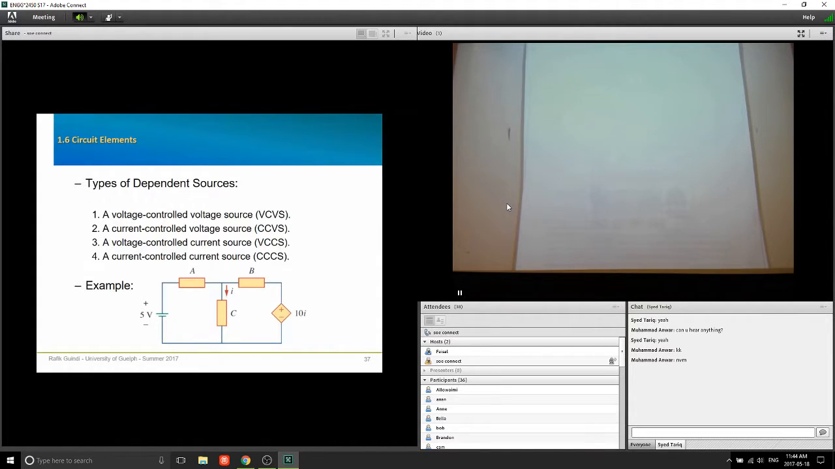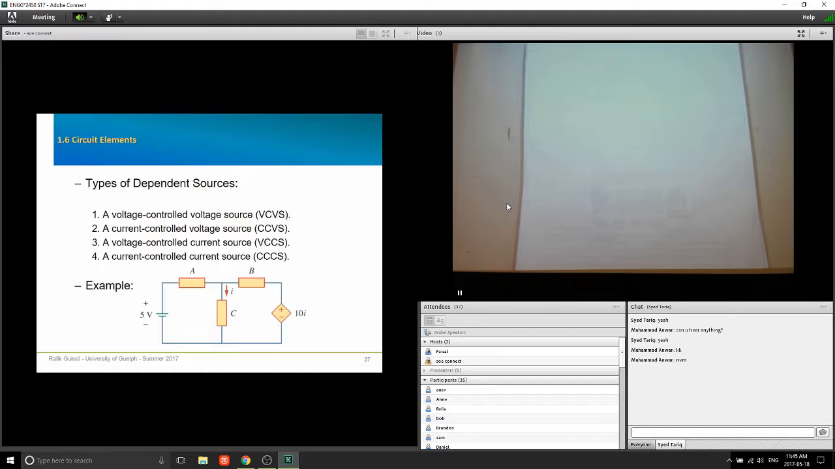And you can also have a current-controlled voltage source. This is still a voltage source, but the amount of voltage it maintains across its terminals is controlled remotely by a current somewhere else. And then you also have the same for current sources. You have a voltage-controlled current source, which produces a current specified by something that controls it remotely, or a current-controlled current source. So you actually have 4 types.